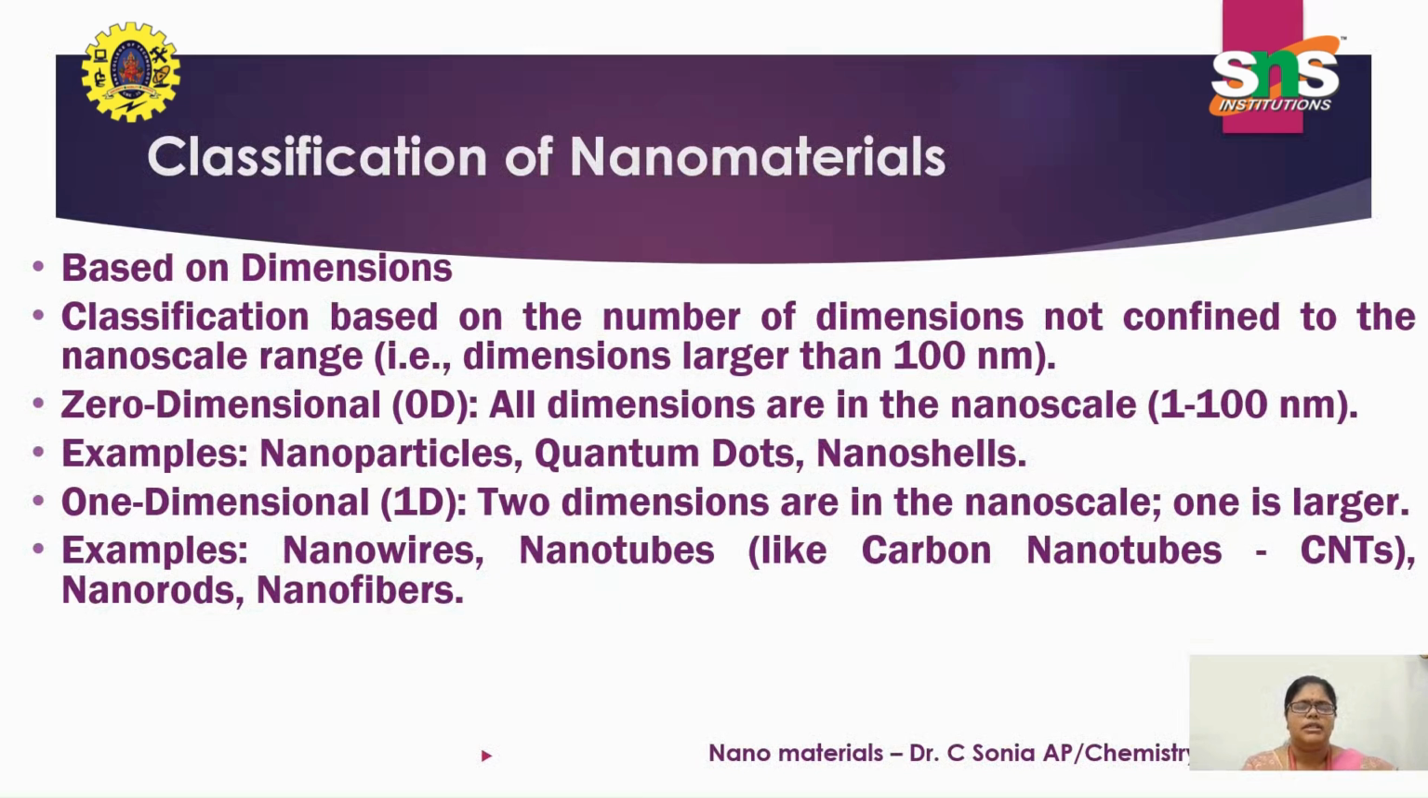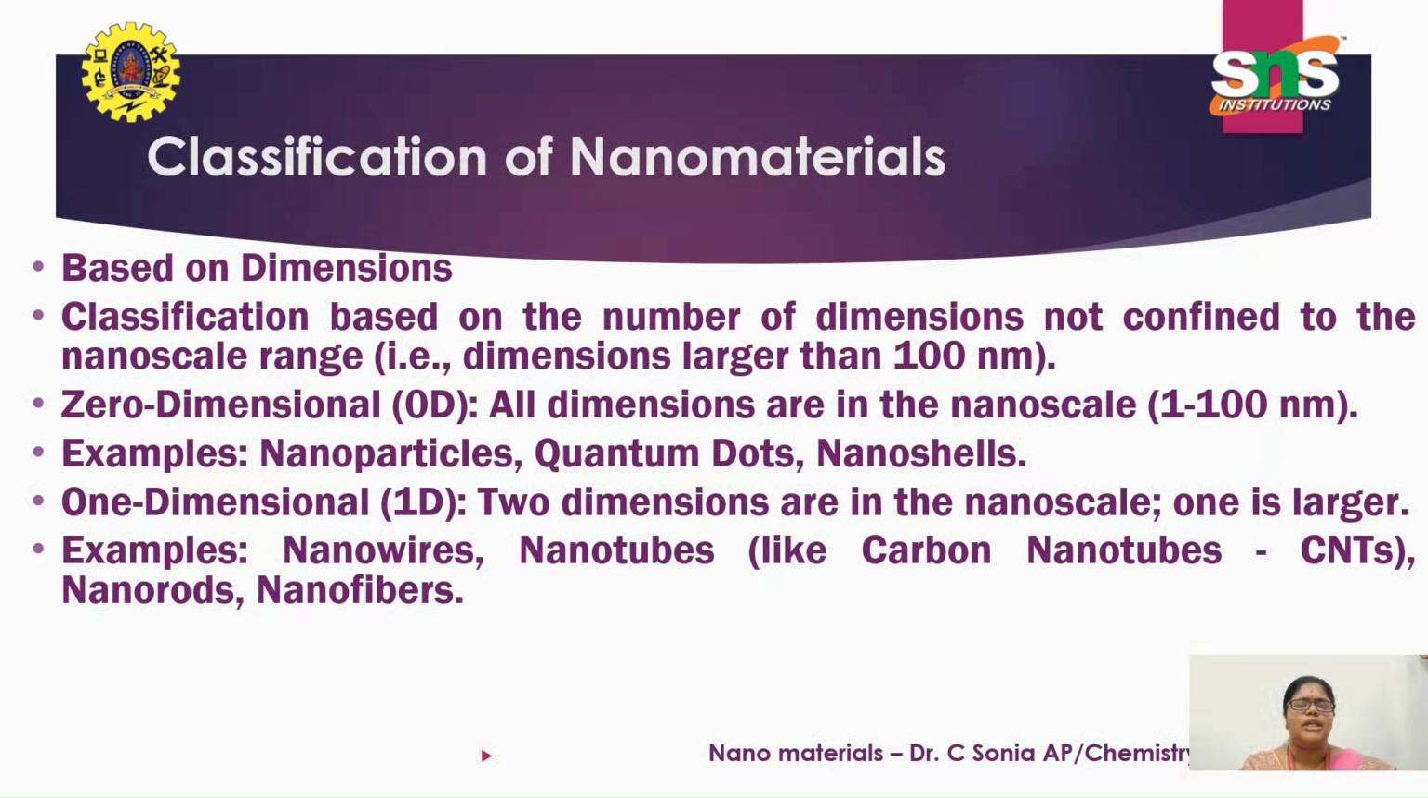1-dimensional nanomaterials are those which have 2 dimensions in the nanoscale range and 1 in the larger scale range. That is, it will be larger than 100 nanometers. An example for that is nanowires. Nanowires have 2 dimensions in the nanoscale range, that is from 1 nanometer to 100 nanometers, and the third dimension will be long. So it is not in the nanoscale range. It will be more than nanoscale, in the microscale range.